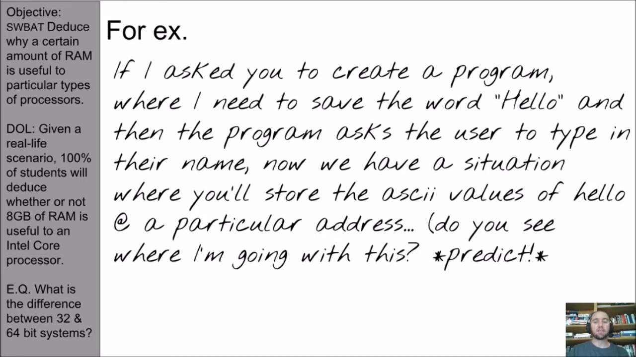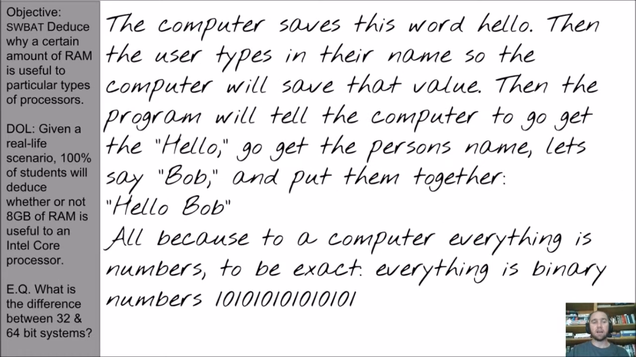So if I asked you to create a program where I needed to save the word hello, and then the program asks the user to type in their name, now we have a situation where you'll store the ASCII values for the word hello at a particular address. I wonder if you see where I'm going with this. The computer saves this word hello, and then the user types in their name, so the computer will have to save that value as well. And then the program will tell the computer to go get hello, go get the person's name, put them together so it could say something like hello Bob. All because to a computer everything is numbers, and to be exact, everything is binary numbers.